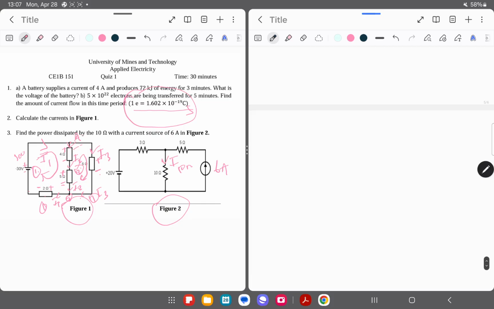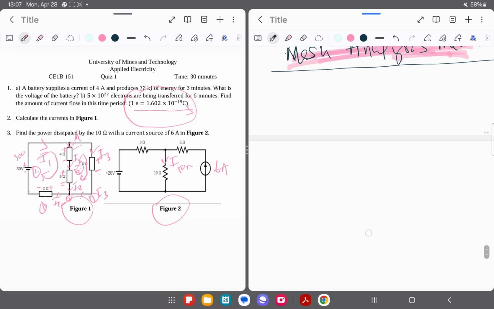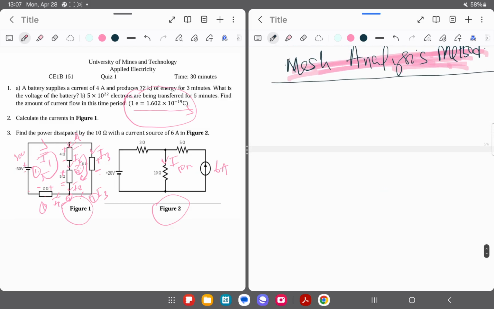Now, with the mesh analysis method, what we tend to do is apply current to each loop, which we refer to as loop current. Let's say for the first loop, we have our first loop this way, loop 1 here. Then we have another loop, let's say loop 2, that I have here.